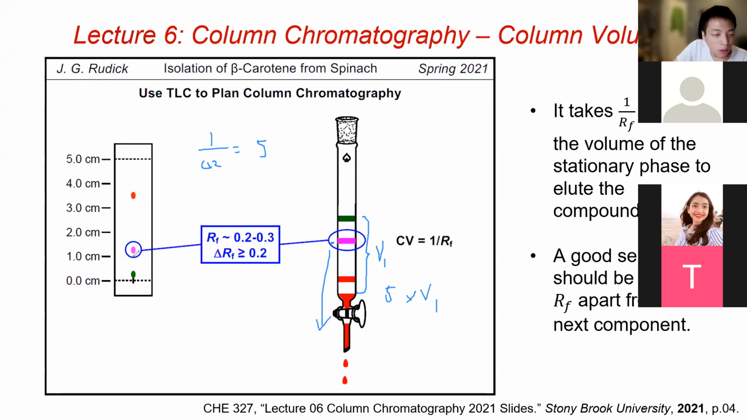And he also noted that for a good separation in the column, the difference between the spot and the next spot, we're not interested in the one on the top, mainly the one we have and the one that's below, the change in Rf should be around 0.2 to 0.3. Anything less than that or higher than that would be considered not a good separation, based on the criteria that was listed in this course.